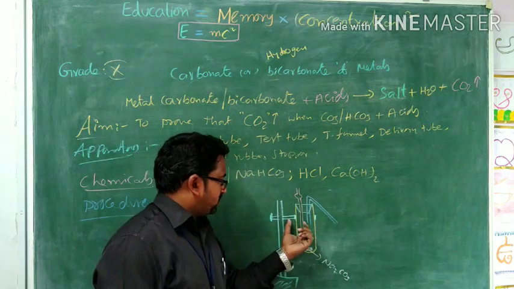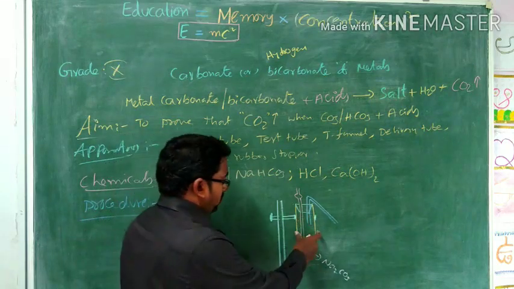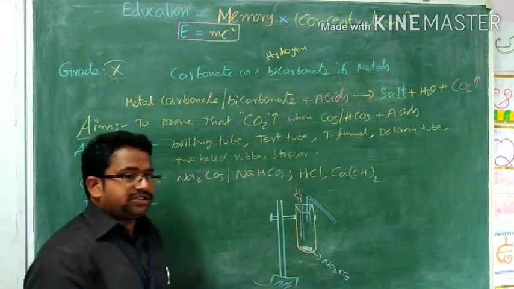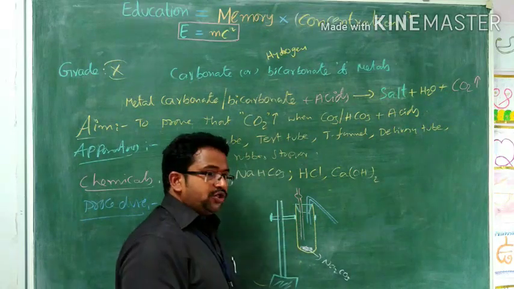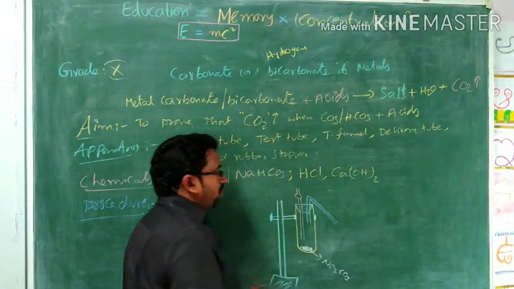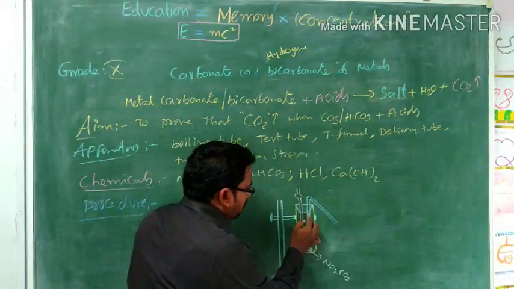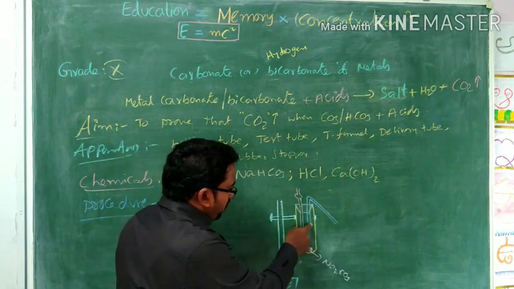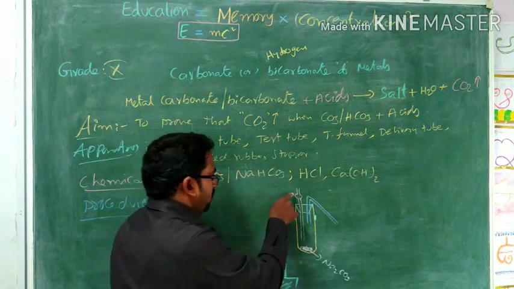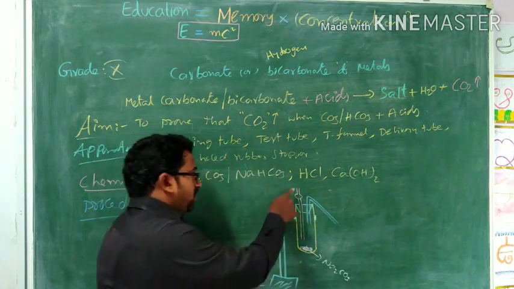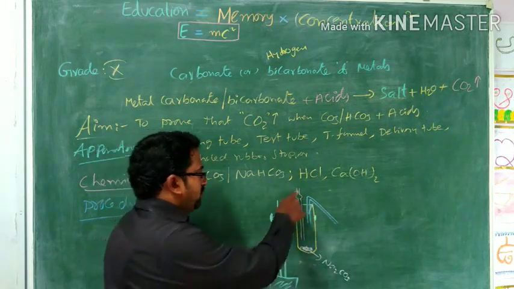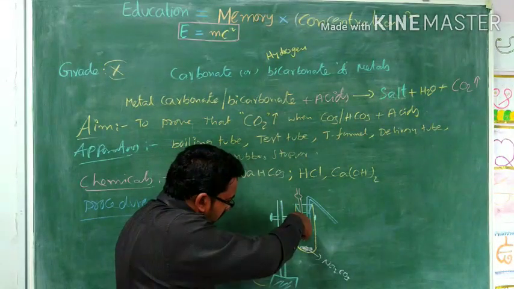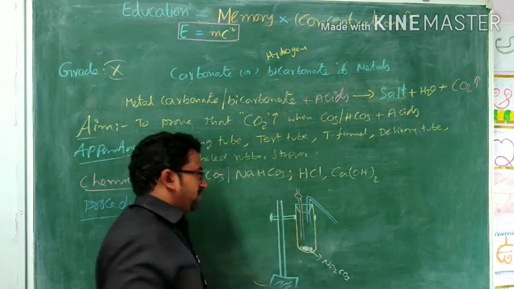The boiling tube is fixed with the help of a holder to the retort stand, and this boiling tube is closed with a 2-hole rubber stopper. In one hole, we inserted one delivery tube. One end of the delivery tube is inserted into the boiling tube. In another hole, you have to insert the thistle funnel. One important precaution: the other end of the thistle funnel should be very deep in the boiling tube.